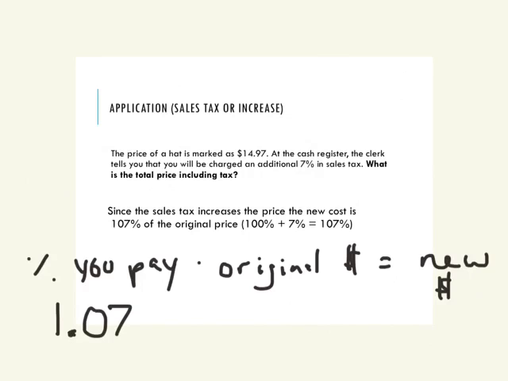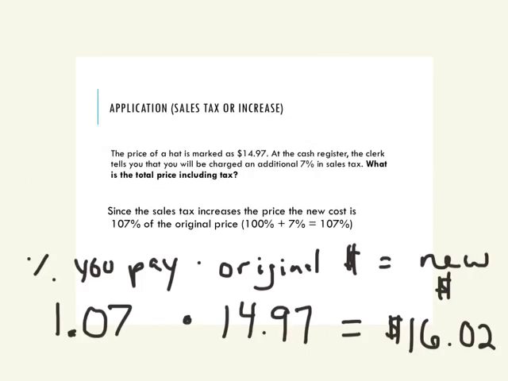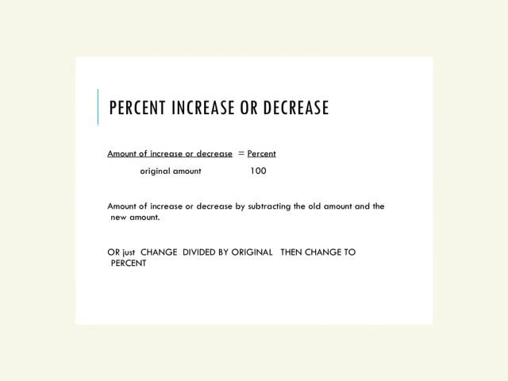Remember, you move the decimal to the left. Then you would take that times the original price of the hat, which is $14.97. And then when you take 1.07 times $14.97, that comes out to be $16. And if we round to the nearest penny, which they do, $16.02. So with sales tax, that hat costs $16.02.